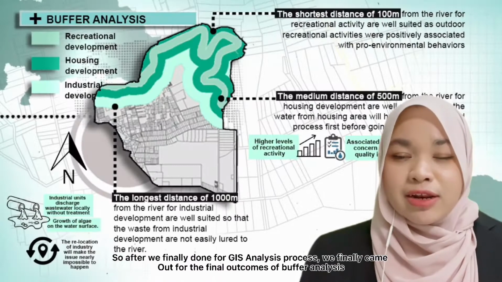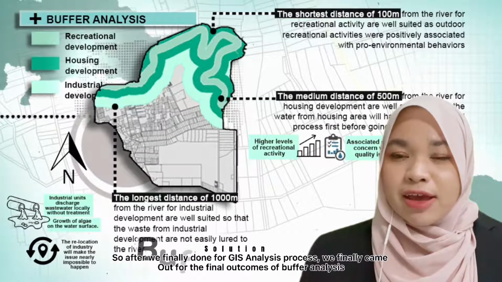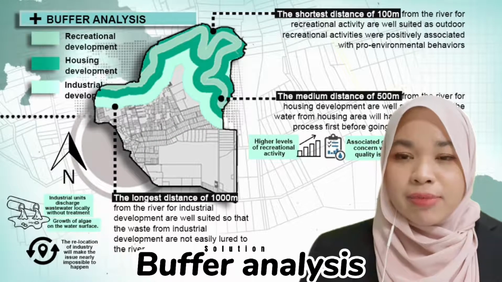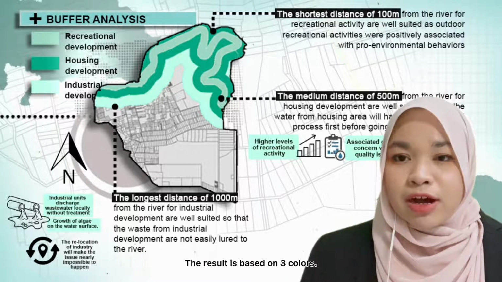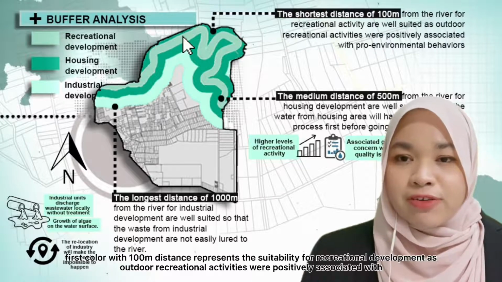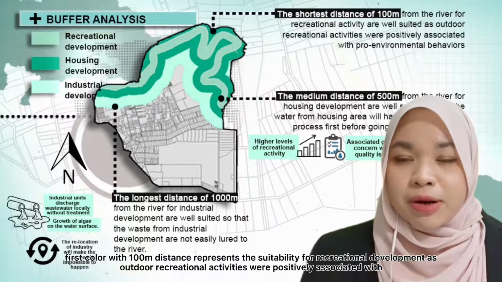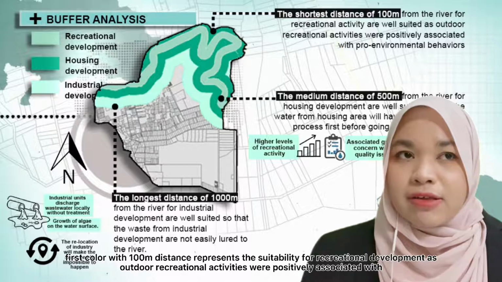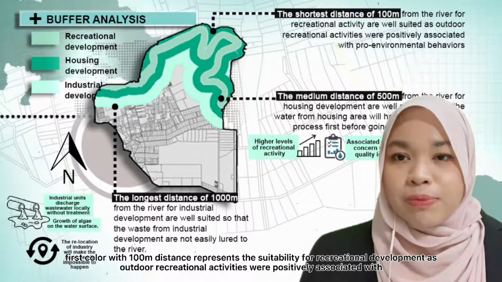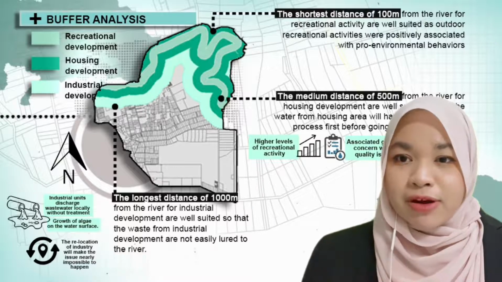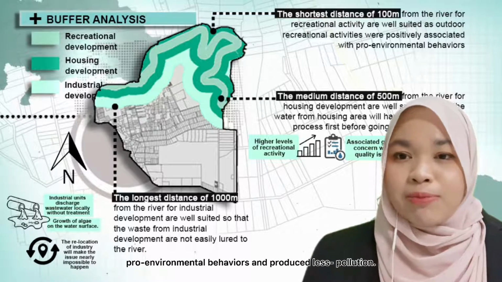After we finally finished the GIS process, we came out with the final outcome for the buffer. We got the result with three colors. The first color, with a 100 meter distance, represents the suitability for recreational activities, as recreational activities were positively associated with pro-environmental behaviors and produce less pollution.